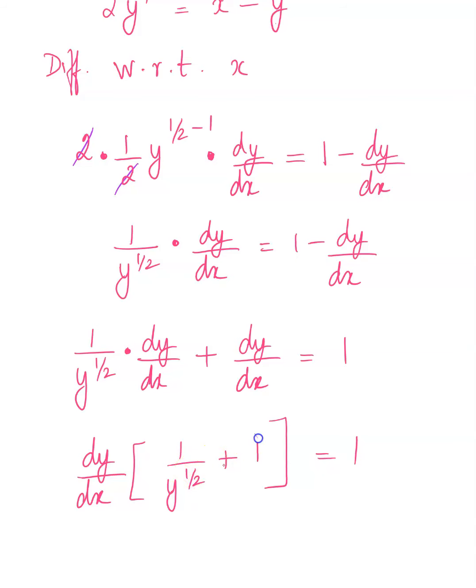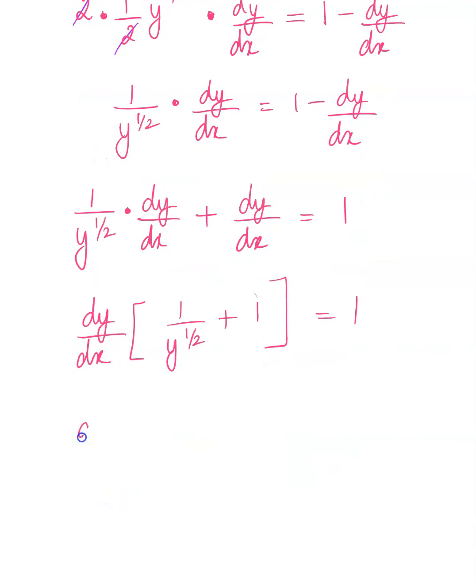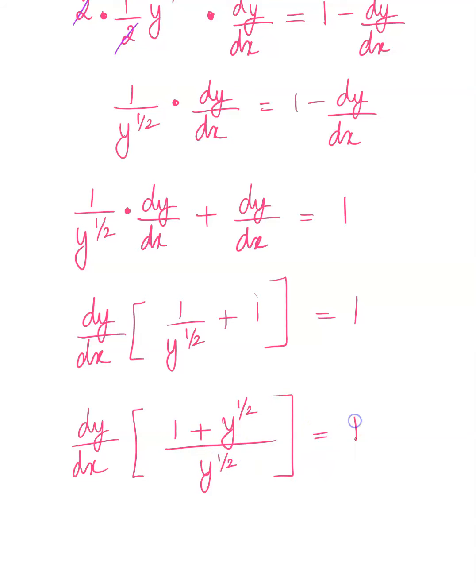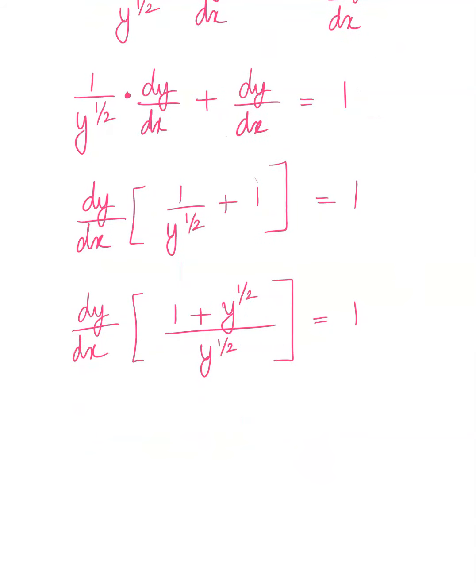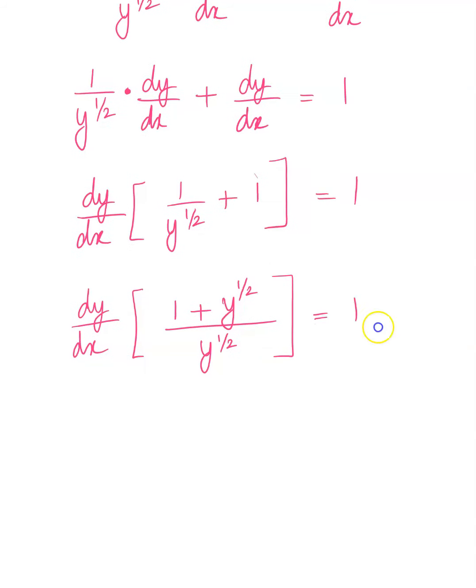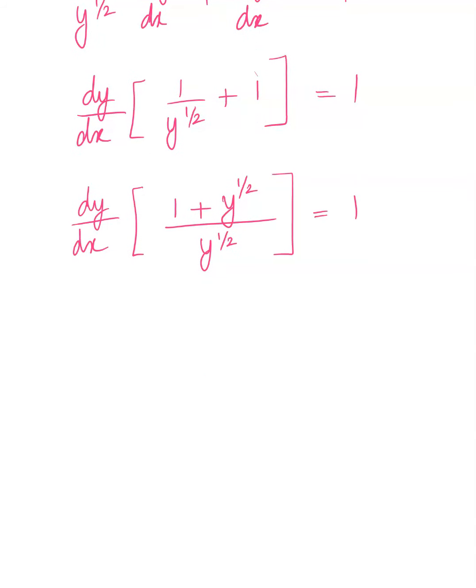But before I do that, I want to simplify this. Make it into a single fraction, because you have two terms here. One is a fraction, one is not a fraction. The LCD is y power half, so it's going to be 1 plus y power half over y power half. I want to keep it as a half because I don't know if I will need to simplify it or combine it with something later. So you can save till the end to convert it back to a radical.